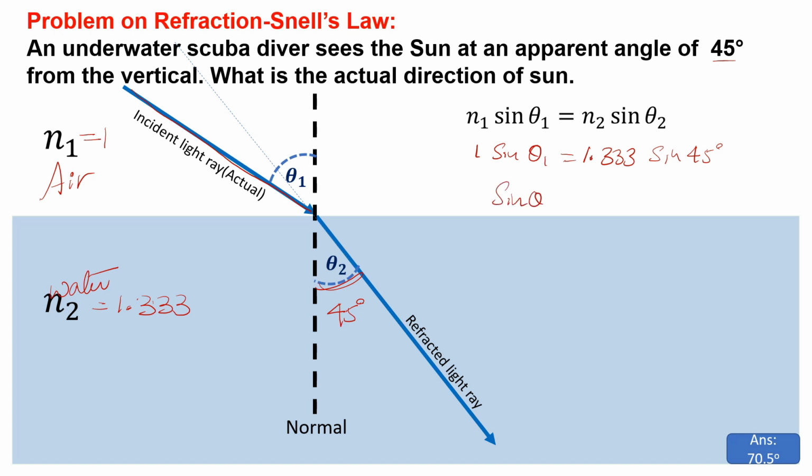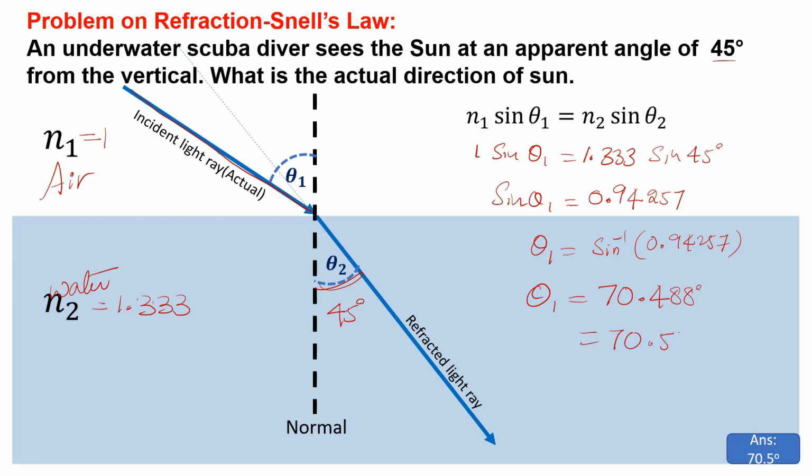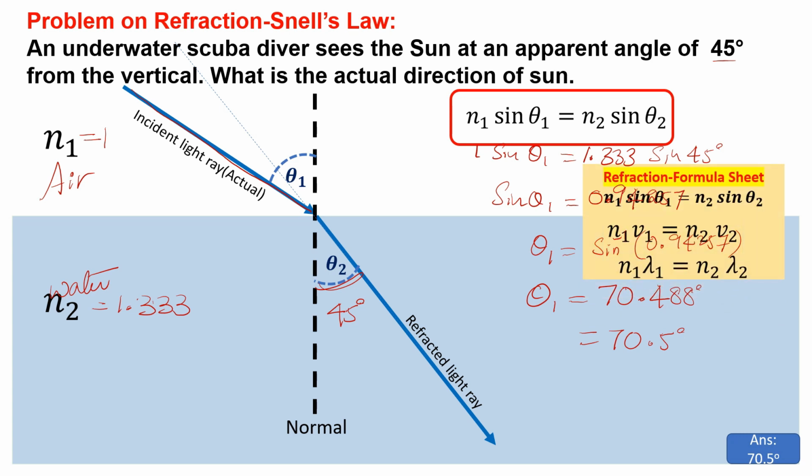So sin theta 1 equal to 1.333 multiplied by sin 45, which is equal to 0.94257. Keep the answer the same in the calculator and just put sin inverse of that answer. I got the answer theta 1 as 70.488 degrees, which I can take as 70.5 degrees. Yeah, these are our favorite formulas, the best.